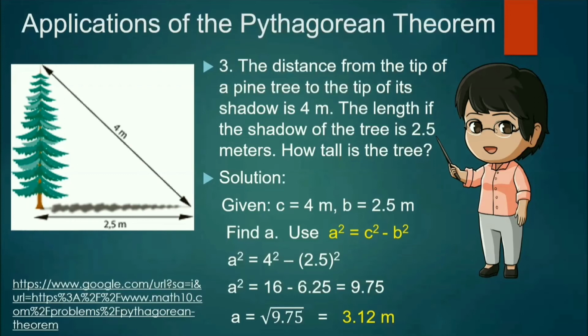Then plug in the given values. So we have A squared is equal to 4 squared minus 2.5 squared. And we get A squared is equal to 9.75, and the square root of 9.75 is 3.12 meters. That's the value of A and the height of the tree.